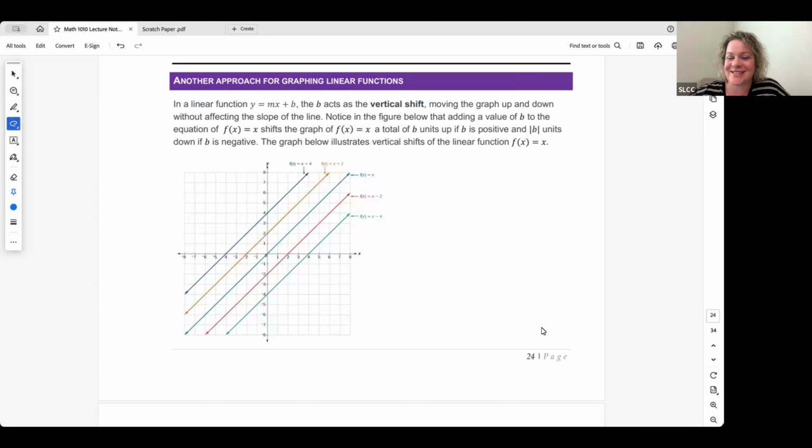Hello. Today we'll be discussing 1.3 linear functions. We'll go over another approach for graphing linear functions and define parallel and perpendicular functions.